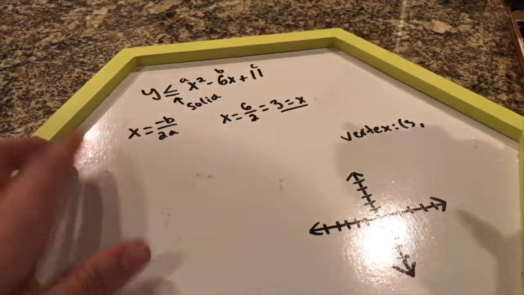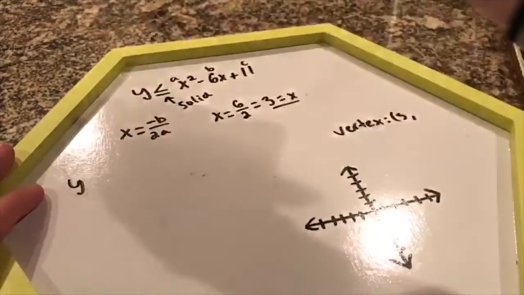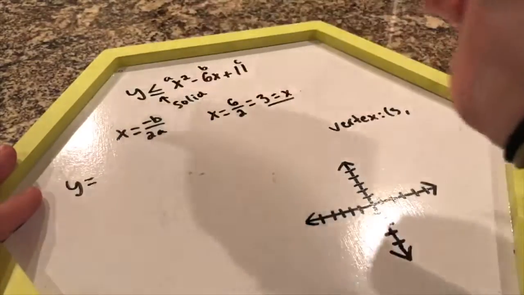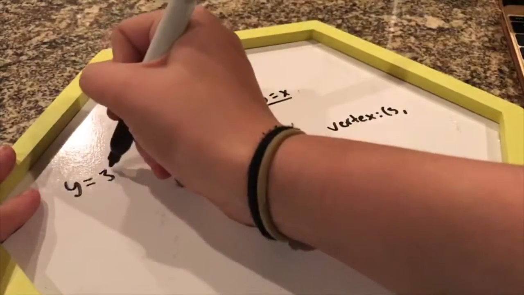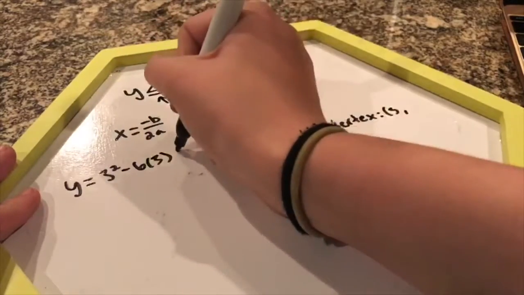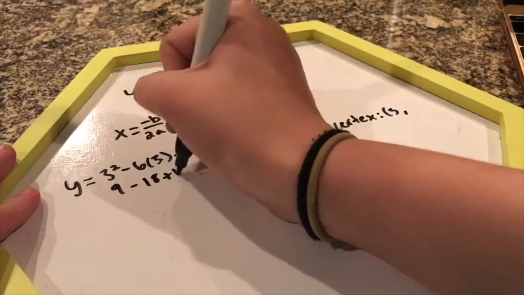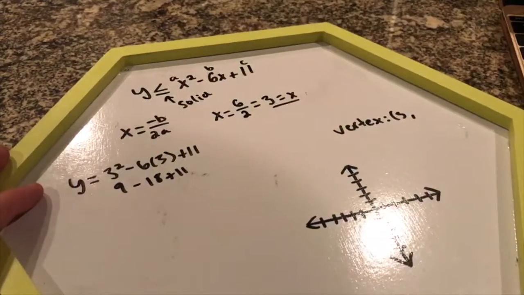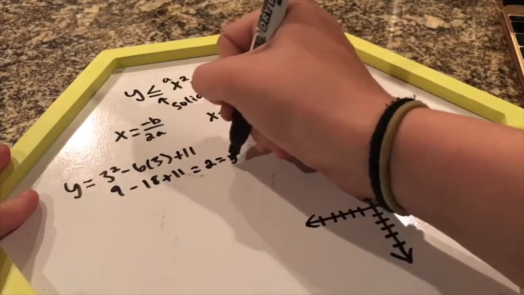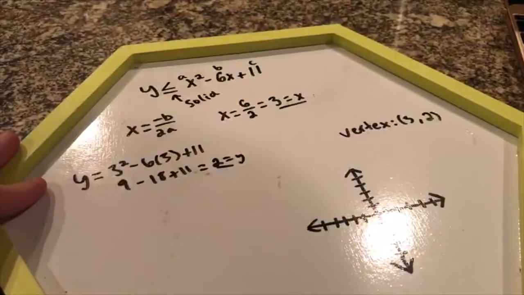And then for the y value, you want to just plug that x value back into your original equation. You can just use a little equal sign instead of an inequality up there. So then you do 3 squared minus 6 times 3 plus 11, and that is going to come out to 9 minus 18 plus 11, which ends up being 2. So you know that 2 equals y. So then you have your vertex of 3, 2.